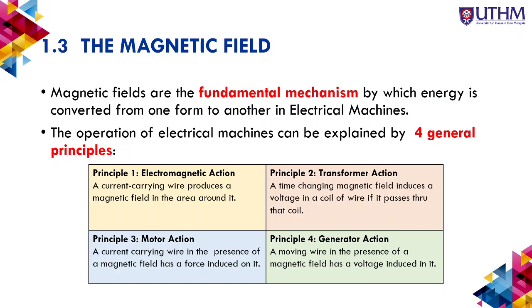And then principle 4, which is the generator action. A moving wire in the presence of a magnetic field has a voltage induced. So when there is a magnetic field and you move the wire, a voltage will be induced.